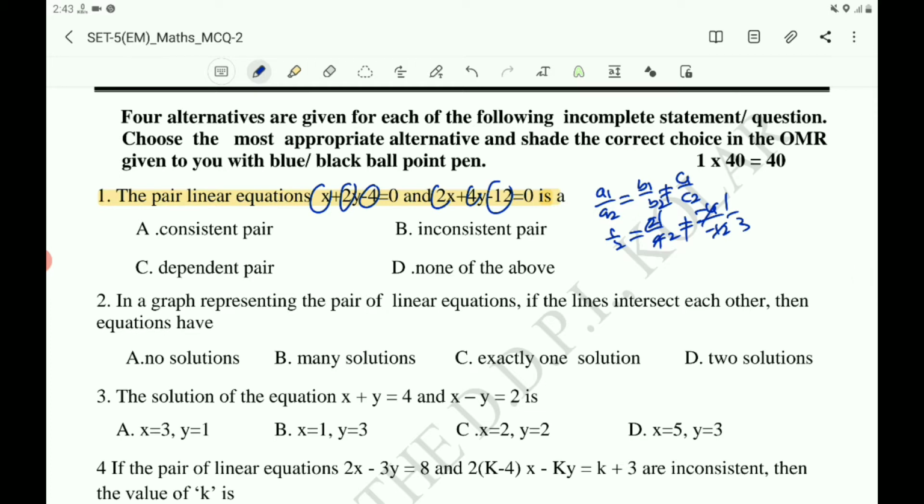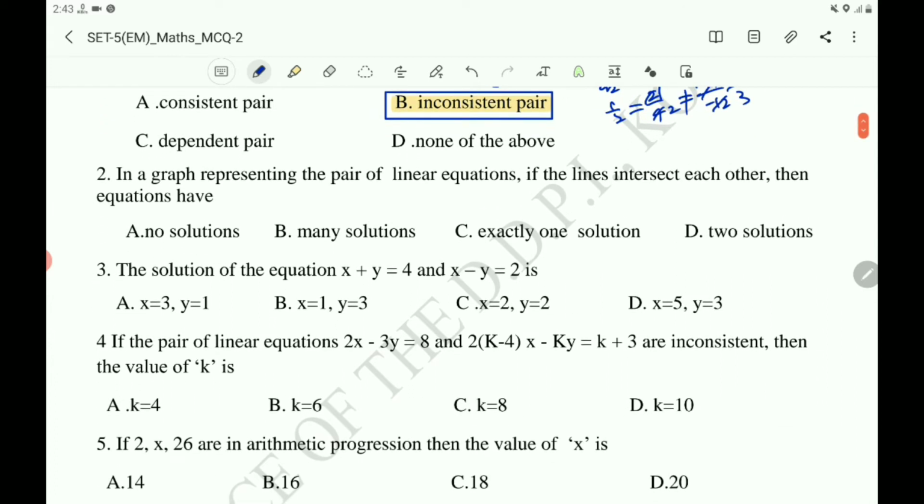The lines obtained by them are parallel lines and they are not having a solution, no solution for them. So which is the answer? Option B, inconsistent pair. So note down the answer. Inconsistent pair means they are not having a solution and they are parallel lines.